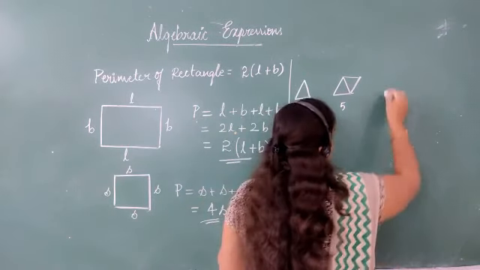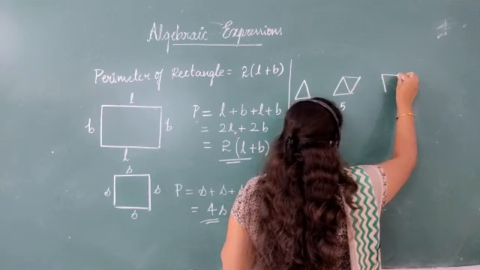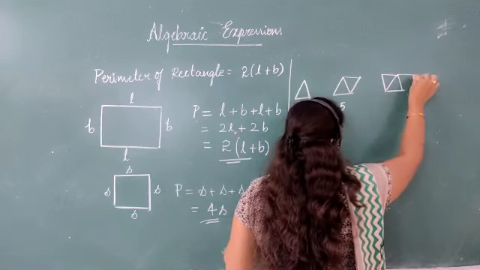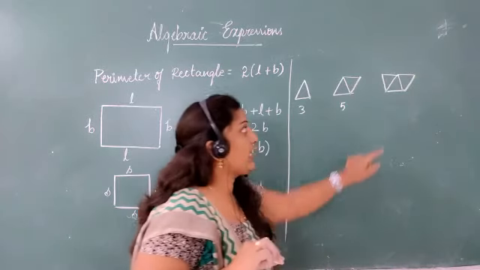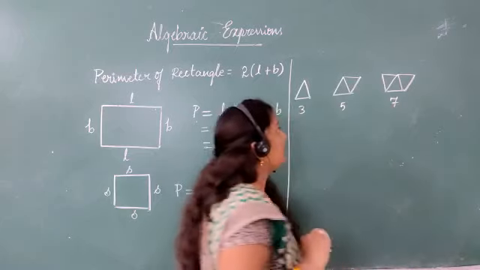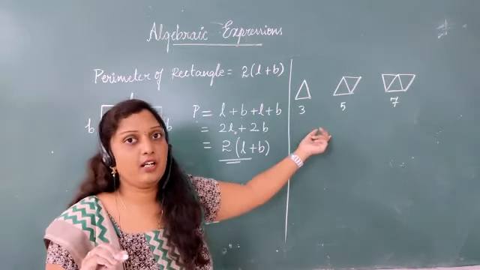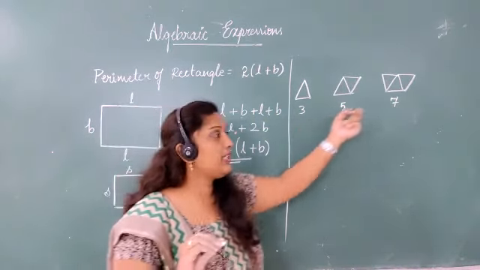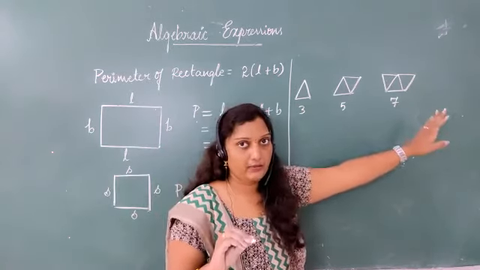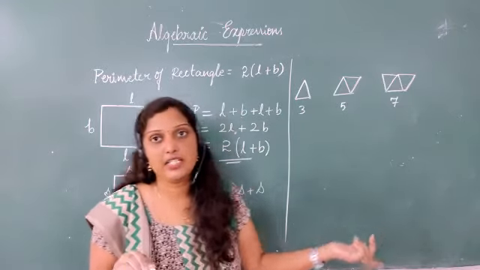One more, I will take 3 triangles. 2 and one more, 3. So how many line segments are included here? 7. So you have to give a general formula or general rule for these triangles. If the number of triangles you have is 1, 2, 3, what will be the number of line segments included there?